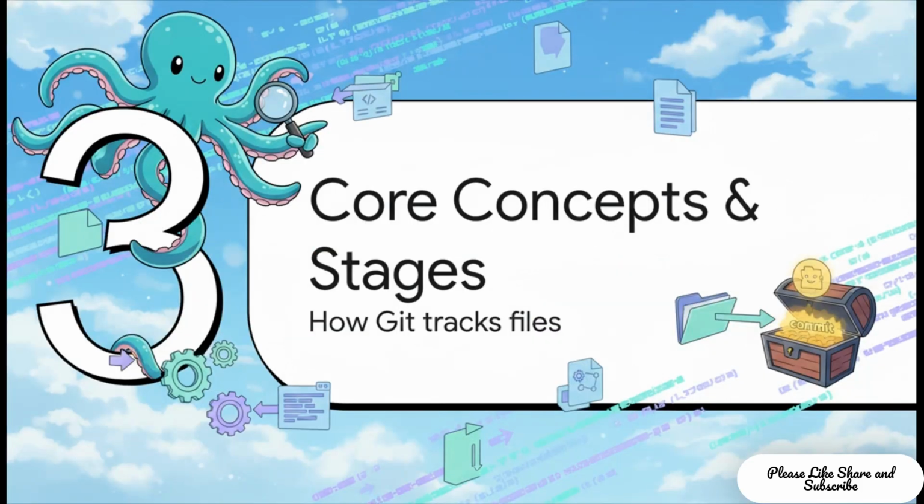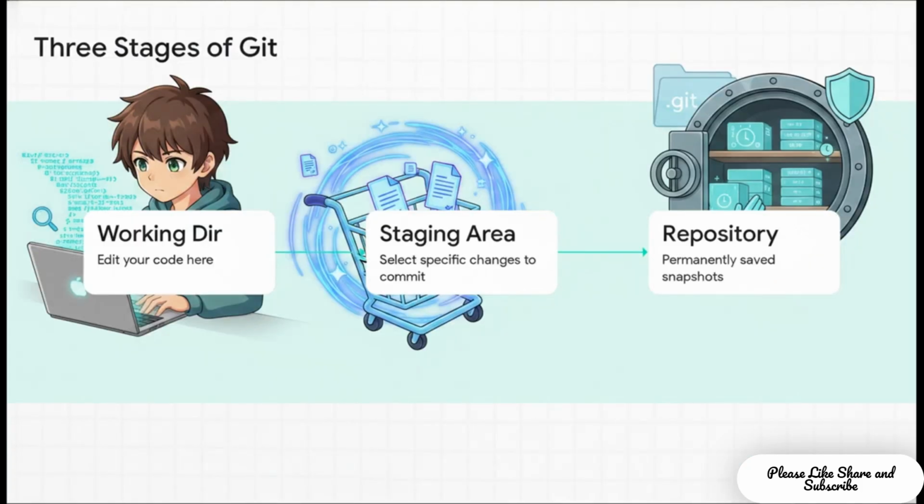All right, on to section 3, core concepts and stages. Now, before we type any terminal commands, let's build a solid mental model of how Git actually tracks your files. Every single file goes through a 3-stage lifecycle. First, you edit your code in the working directory. Simple enough. But you might not want to save every single messy change, right? So when you're happy with specific updates, you put those selected files into a virtual shopping cart called the staging area. Finally, you check out by committing. Committing saves a permanent, timestamped snapshot to the repository, which is stored safely in a hidden .git folder, right there on your machine.